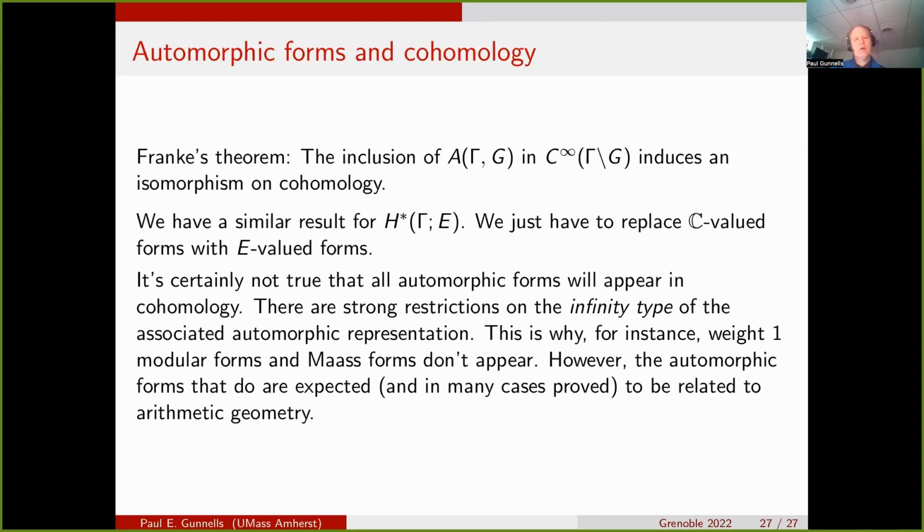We can do similar things for coefficient systems. We just have to ramp up our notion of what a differential form is by making them E-valued instead of just C-valued. This also gives a way to say a little more about why certain kinds of automorphic forms appear and other ones don't. Associated to automorphic forms, you have something called an automorphic representation. I definitely don't want to get into the details about that, but such a thing splits over the places of the field that you're considering underlying everything. And there's something called the infinity type, which has to do with the Archimedean places.